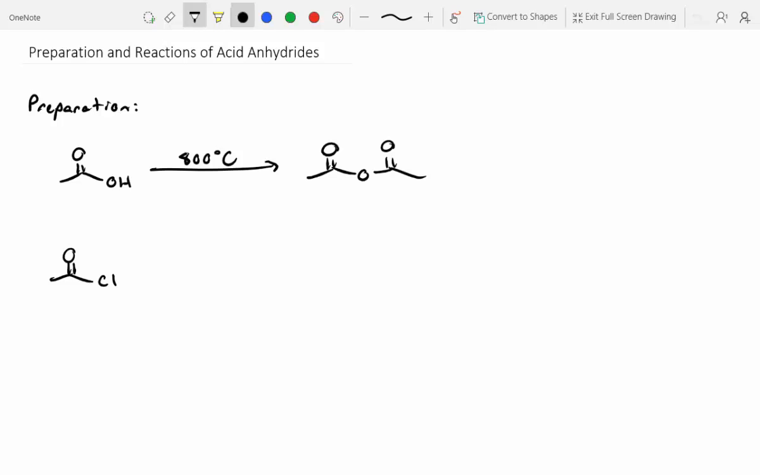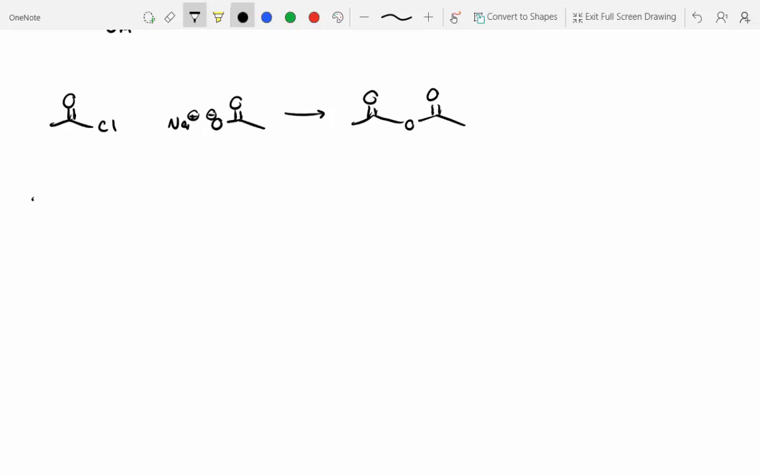Yeah, carboxylate salt, right? So in this case, you can take just a normal carboxylate salt, where you've got a negative charge, and you can convert this into an acid anhydride. This is usually the preferred method for making acid anhydrides because it's much more gentle than 800 degrees Celsius. 800 degrees Celsius will cook most of your reactions. Let's briefly do the mechanism for this.